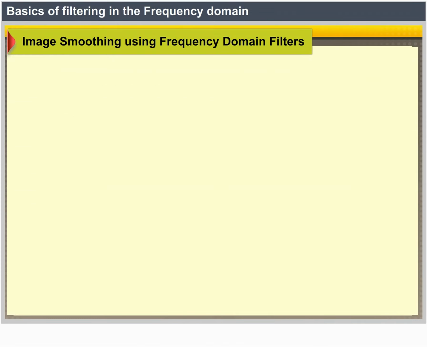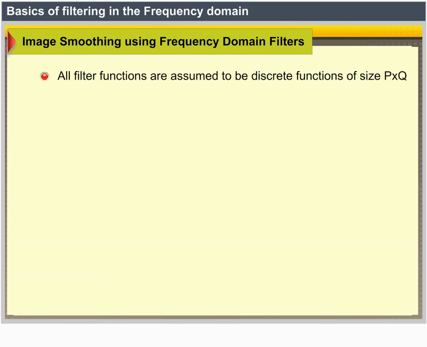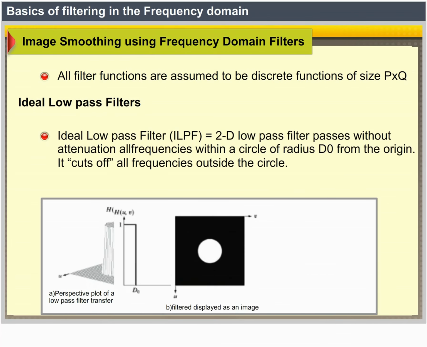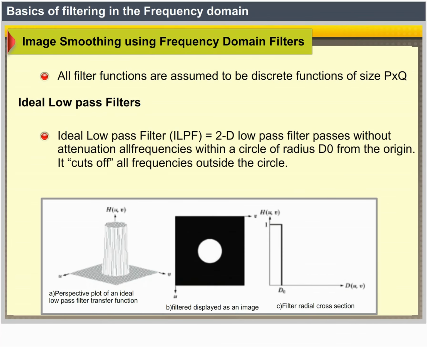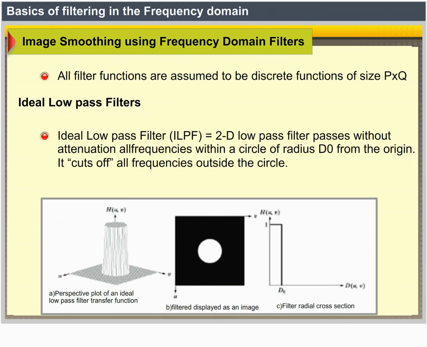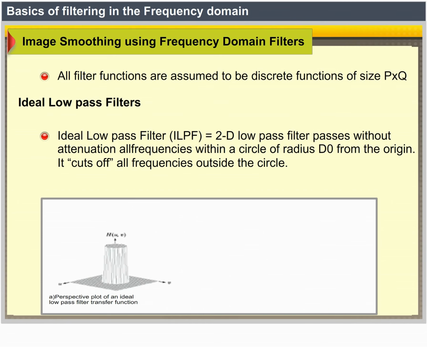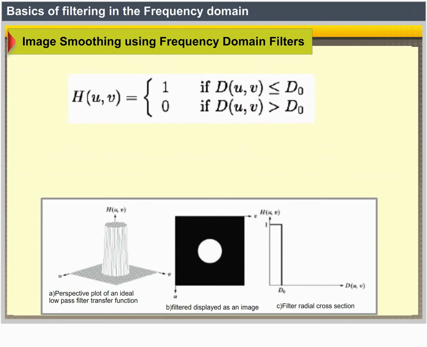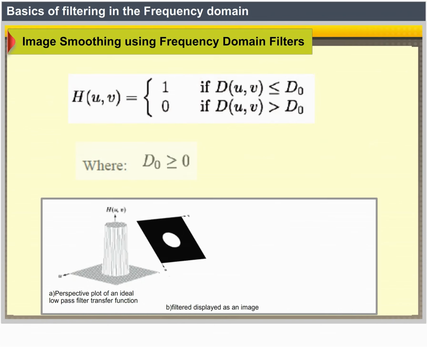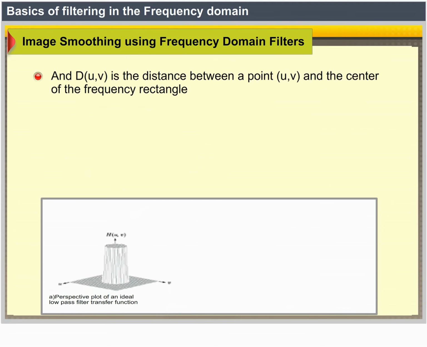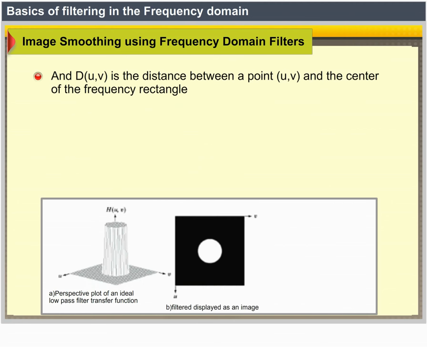Image smoothing using frequency domain filters. All filter functions are assumed to be discrete functions of size P by Q. Ideal low-pass filters. The ideal low-pass filter, ILPF, is a low-pass filter that passes without attenuation all frequencies within a circle of radius D0 from the origin and cuts off all frequencies outside the circle. The equation is as shown on screen, where D0 is greater than or equal to 0, and D of u, v is the distance between a point u, v and the center of the frequency rectangle as shown.